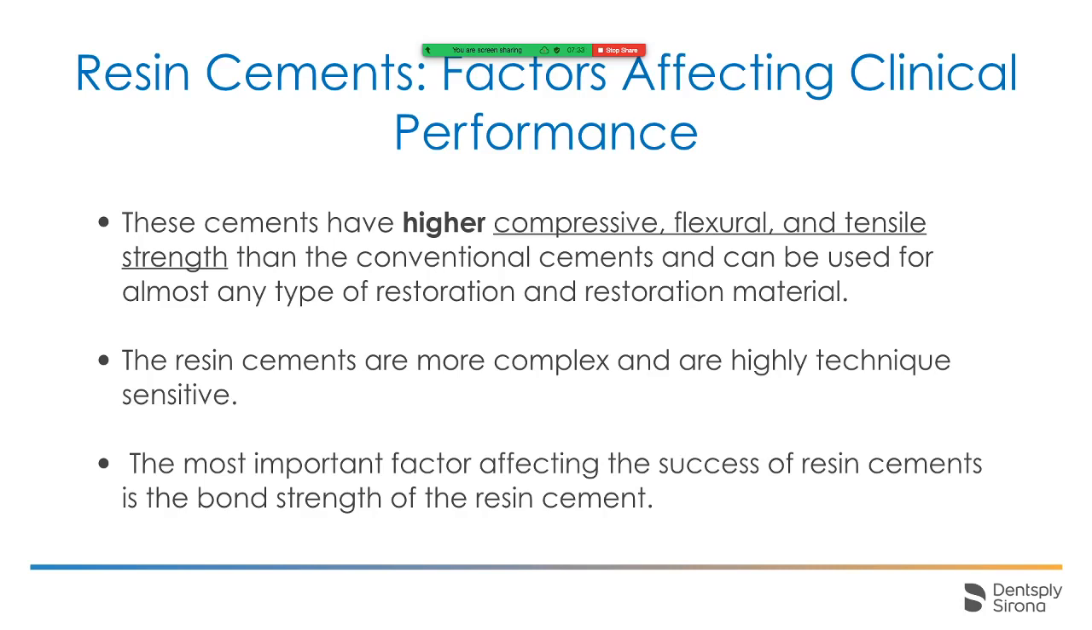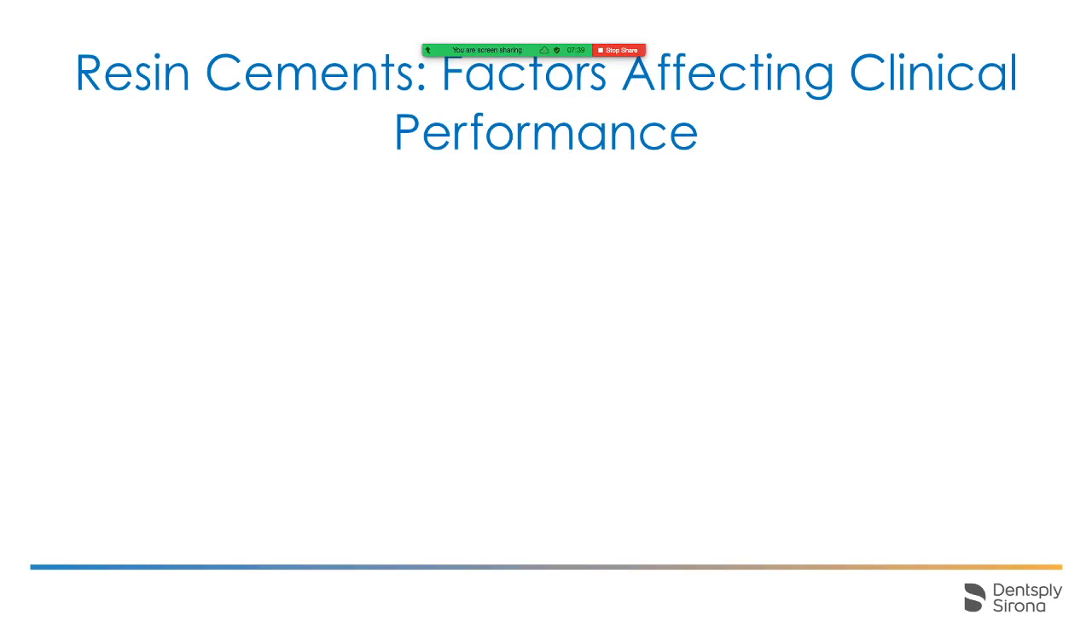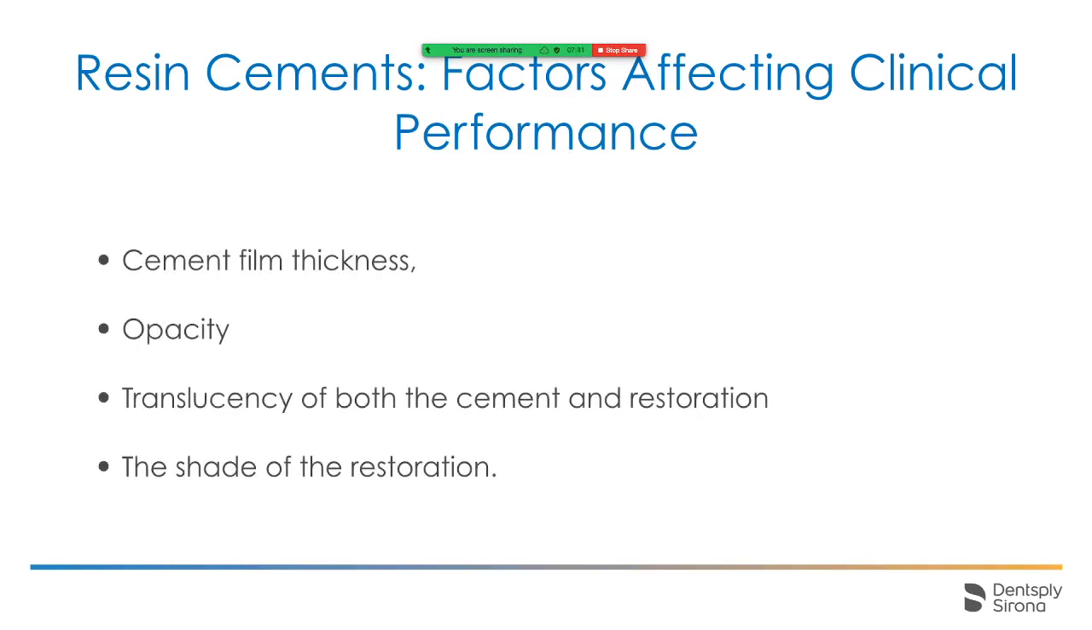The most important factor affecting the success of resin cements is the bond strength. Understanding how these factors are related will minimize errors and enhance the longevity of the bond in indirect restorations. So, we have to understand the effect of polymerization on the cement film thickness, the opacity and translucency of both the cement, and the shade of the restoration too.